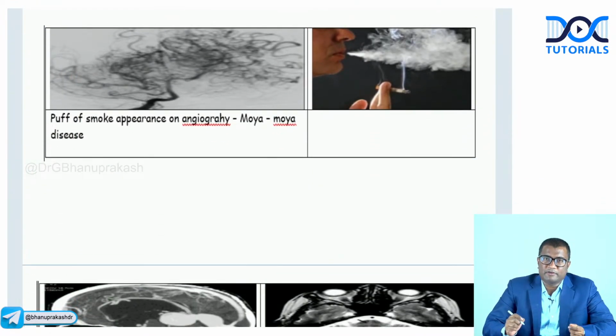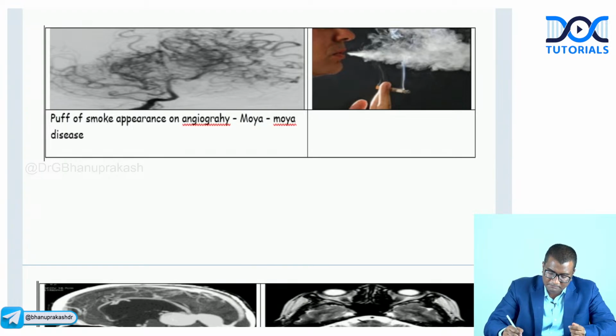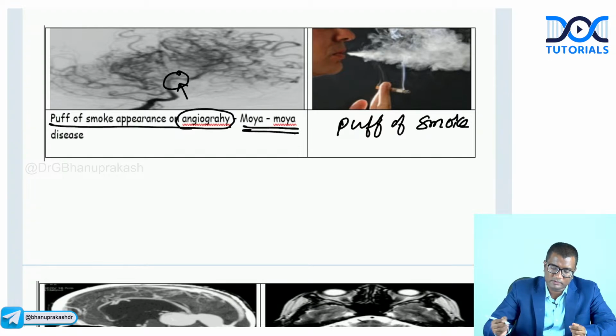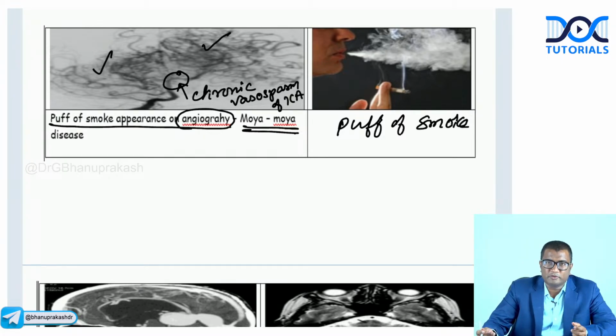Coming to the next, an angiography image, look here. This is puff of smoke appearance, puff of smoke. And this puff of smoke appearance is an angiography finding that you see in Moyamoya disease. In Moyamoya disease, there is a chronic vasospasm of the supraclinoid part of the ICA, the internal carotid artery. And in the pre-stenotic and post-stenotic area, a lot of collaterals will crop out to maintain the blood supply. So because a lot of collaterals come out, they give this puff of smoke appearance.